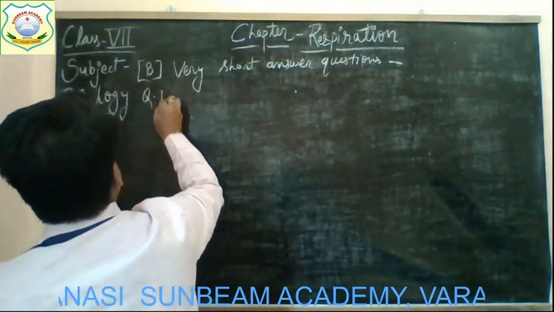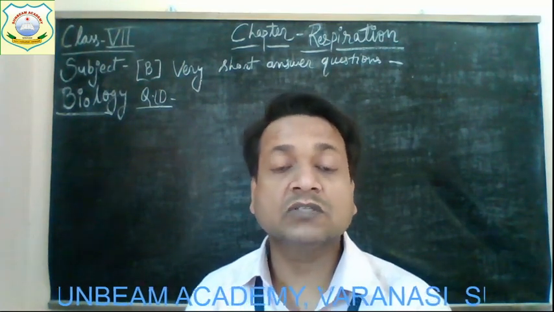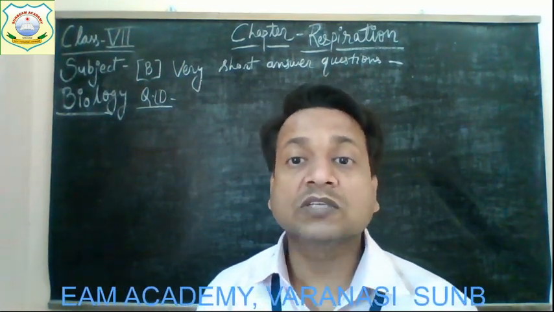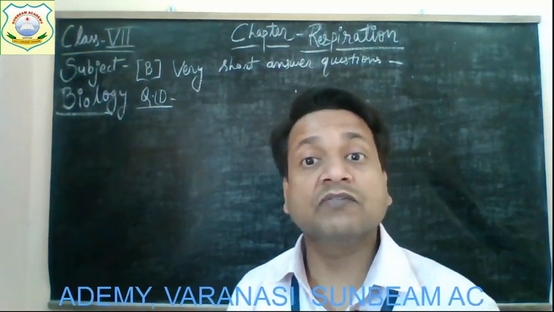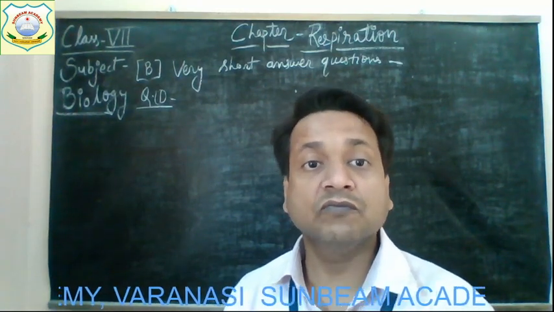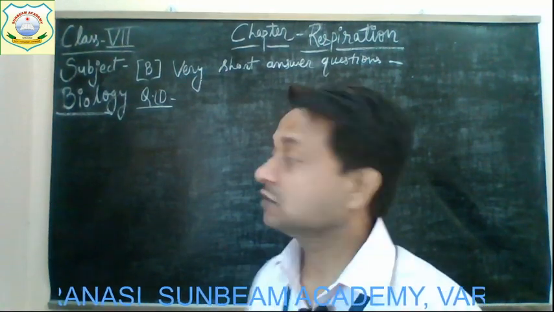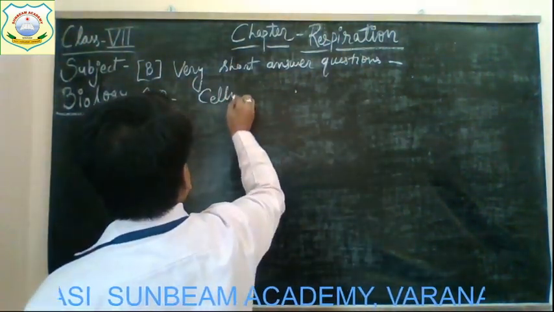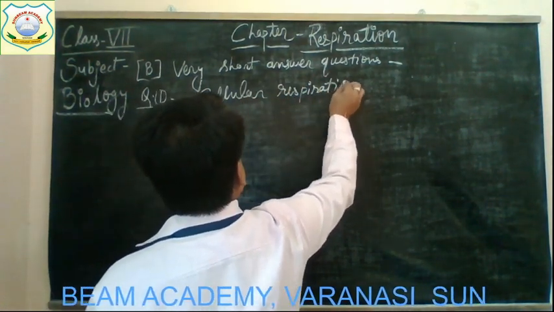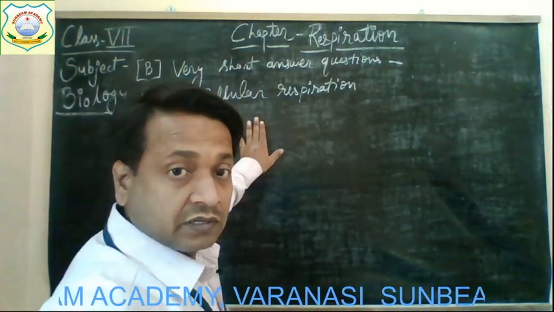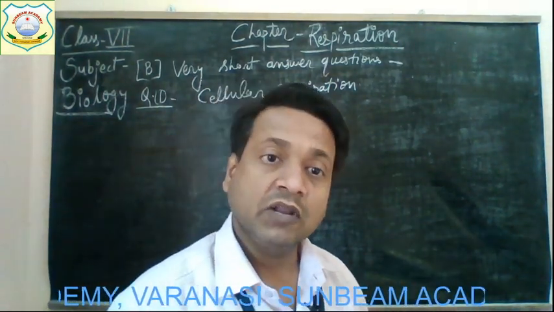And the question number 1 is, give one word for the process of release of energy by oxidation of food. Children, understood, the process of release of energy by oxidation of food. So what is the name of that process? Yes, it is cellular respiration. Understood? The name of the process of release of energy by oxidation of food is cellular respiration.